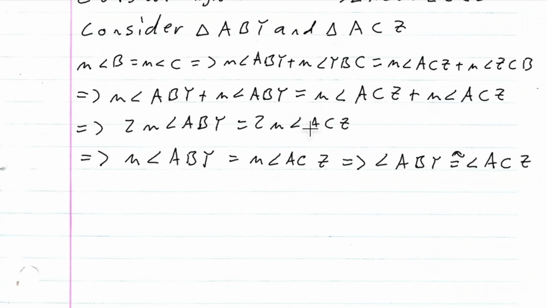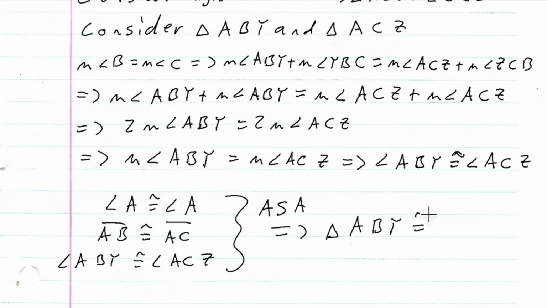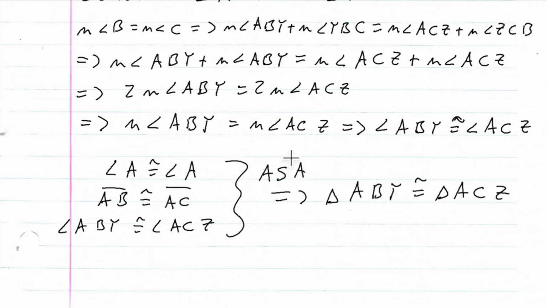So let's go ahead and just write that. We have that angle A is congruent to angle A. We have that side AB is congruent to side AC. And we have that angle ABY is congruent to angle ACZ. These three things together, by the angle, side, angle congruency postulate, imply that triangle ABY is congruent to triangle ACZ. And since this triangle here is congruent to this triangle here, that means these corresponding sides, BY is congruent to corresponding side CZ. So this implies that BY is congruent to CZ. And that is the proof.